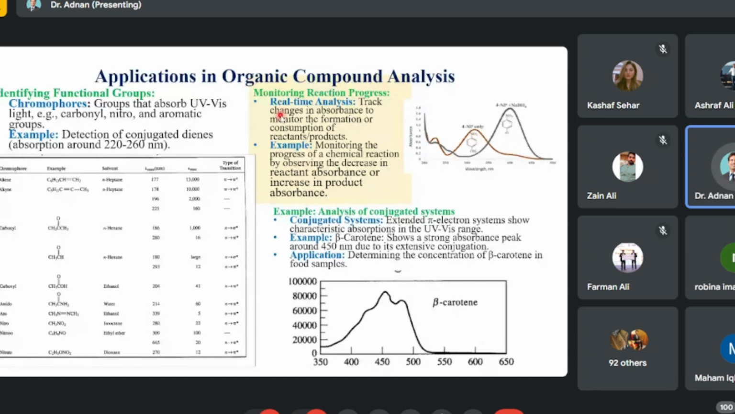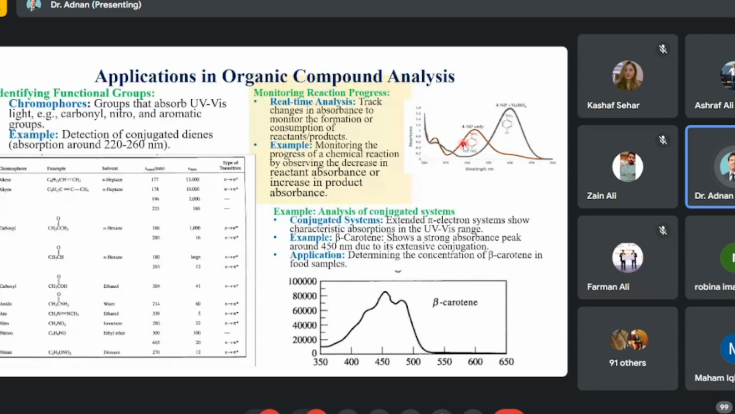So, for example, I have the example of p-nitrophenol. This is the spectra. This red one is the spectra for p-nitrophenol, and the other one is the spectra when it is added with sodium borohydride and it is reduced. So the lambda max is shifting from lower wavelength to higher wavelength and lower energy. So this way you can monitor the progress.